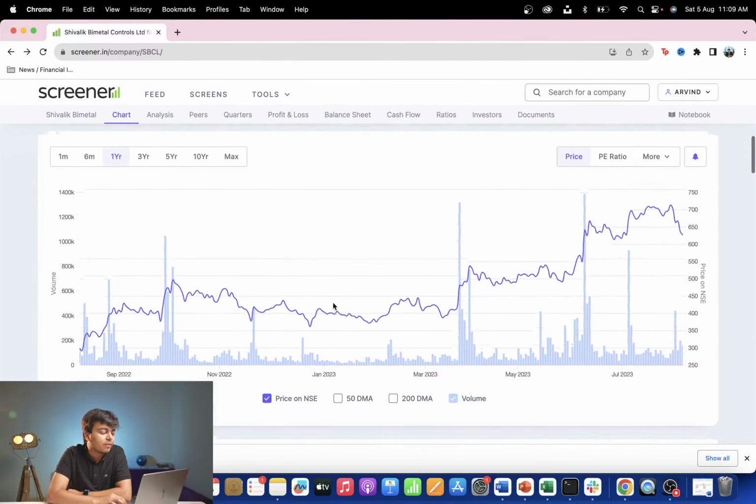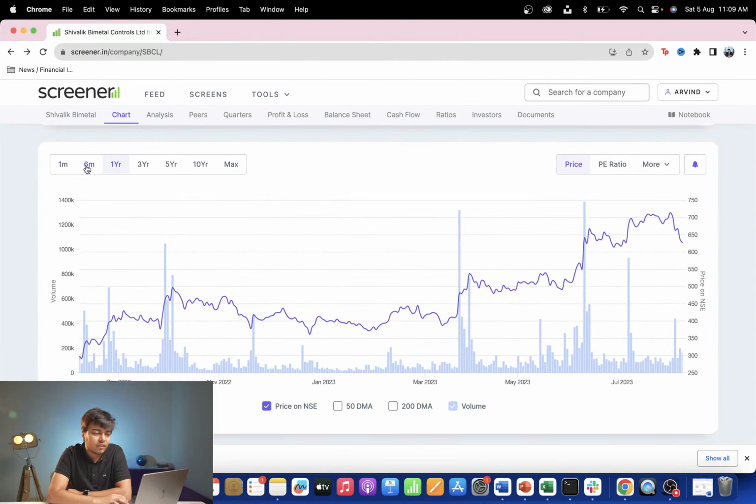Now in terms of the current price, we can look at the 1 month, 6 month, 1 year, 3 or 5 year chart. The different part about screener.in is you cannot have a minute by minute time frame, because this particular platform is made from the perspective of investors and not traders. That is why the minimum time frame that you have is 1 month.